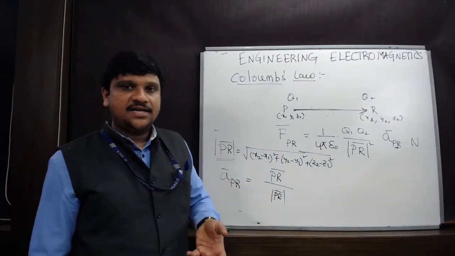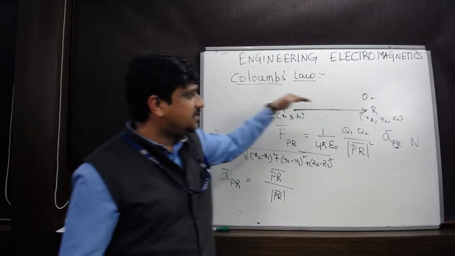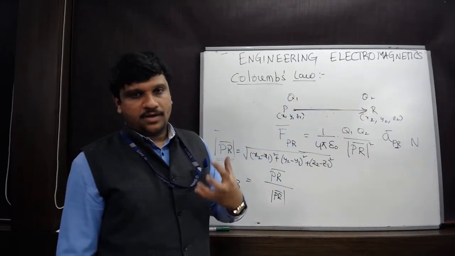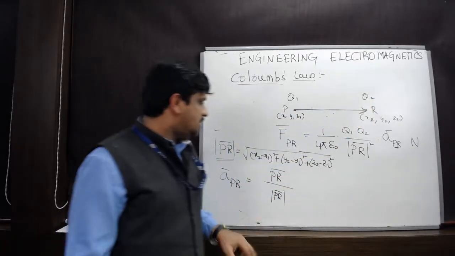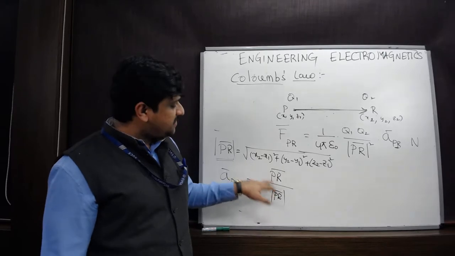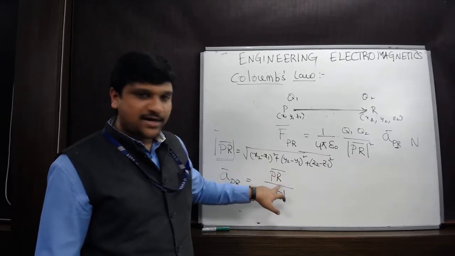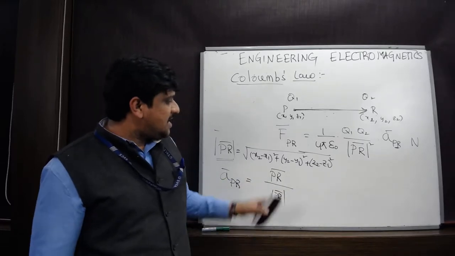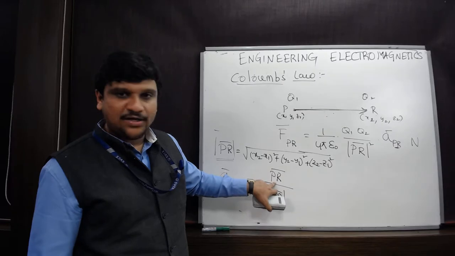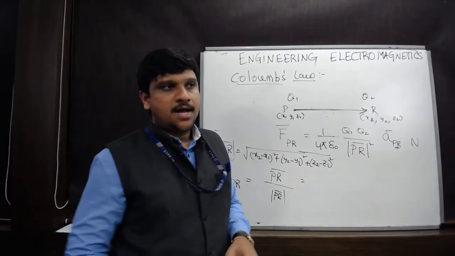Because I said very clearly, the force is acting between the 2 points, and the direction we are assuming is from P to R. That's why the unit vector is the actual vector between the 2 points, the PR vector, divided by the magnitude of the vector between the two points. So if that is the case, how do we get this value PR bar? PR bar is very simple.